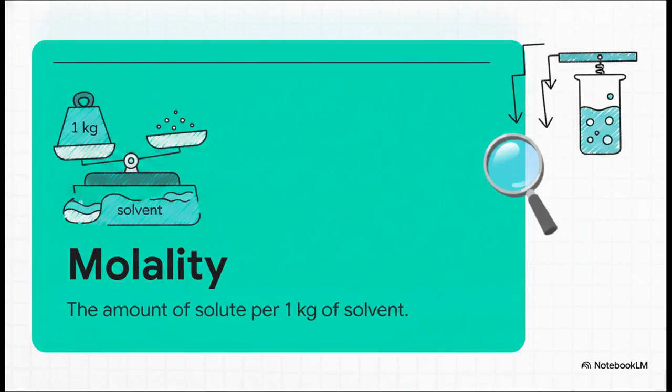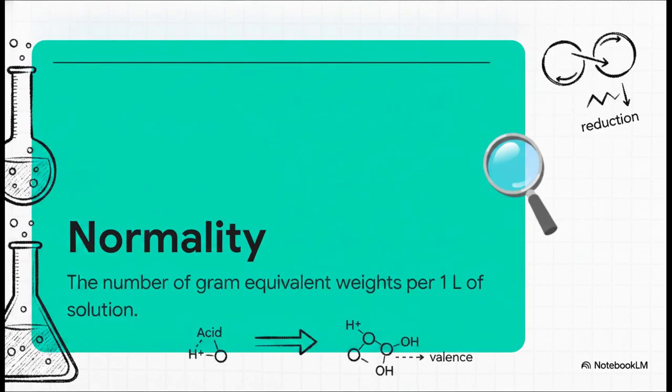That makes it the absolute preferred metric when you need extreme thermodynamic stability for a diagnostic assay. Next up, we have normality. This measures reactive capacity. When we're dealing with complex oxidation-reduction reactions or evaluating the exact combining power of acids and bases, normality is the metric that truly matters.